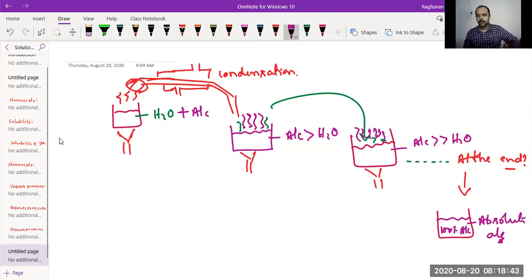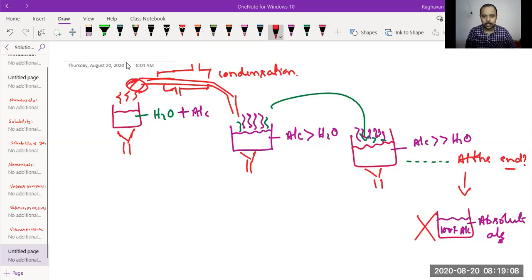Absolute alcohol. This is what we think, but the answer is wrong. Correct, the same thing is happening. You are heating. In every case, vapors are being condensed. Alcohol proportion is increasing. So finally, we should get absolute alcohol. But no, it will not give. Instead, what would you get?